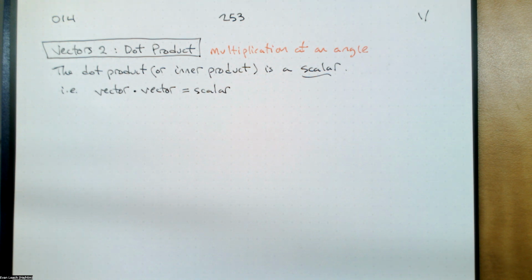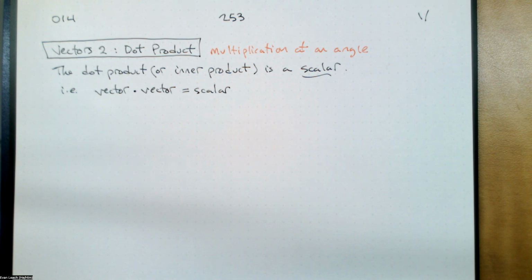The dot product is going to take two vectors, multiply them together, and produce a scalar. So the dot product is a scalar product. The reason we call it dot product is because we use a dot to indicate the multiplication.